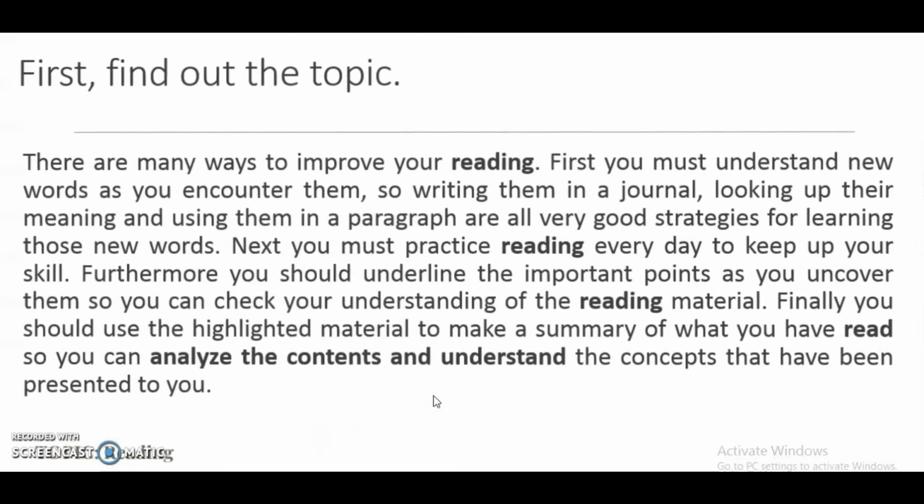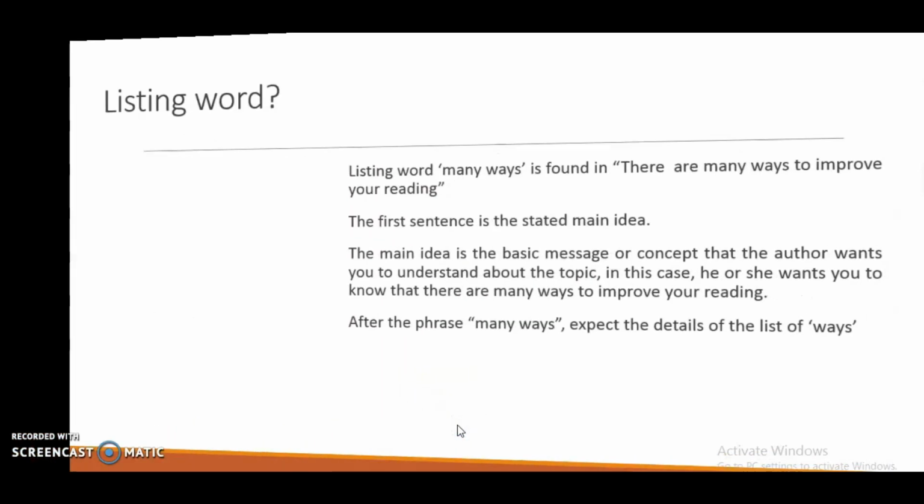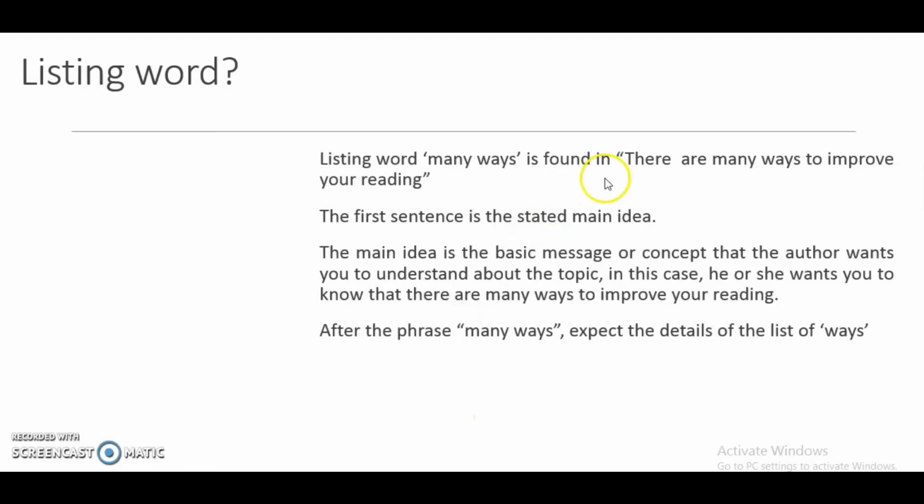So in the example, the topic is actually reading, and the listing phrase here is many ways. In the sentence, there are many ways to improve your reading. So we know basically that this first sentence is your main idea. The stated main idea will always contain your topic. The main idea is the basic message or concept that the author wants you to understand about the topic. In this case, the author wants you to know that there are many ways to improve your reading.